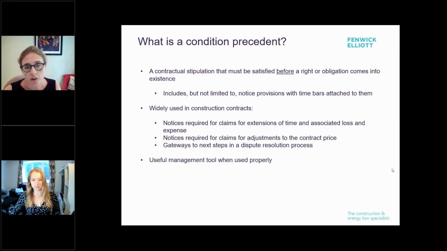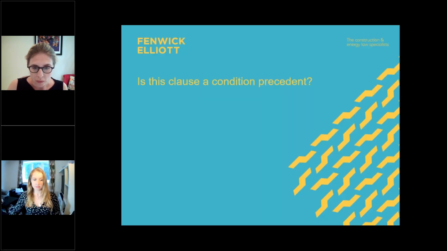There are also gateways to the next steps in the dispute resolution process. For example, you may need to issue a dispute notice, have a commercial management meeting before you can take the next step and start an arbitration. And they're a useful management tool when used properly.